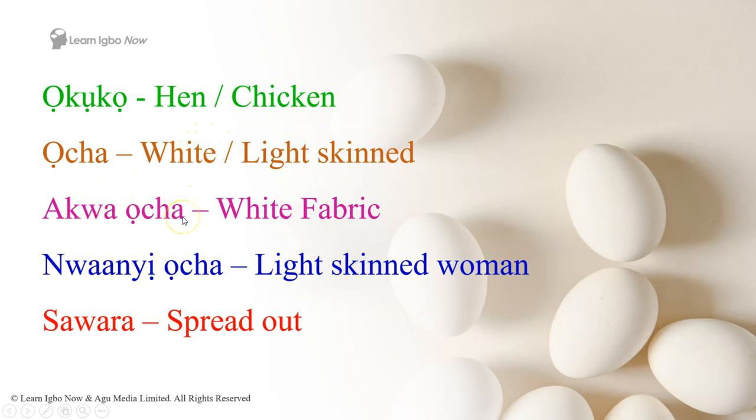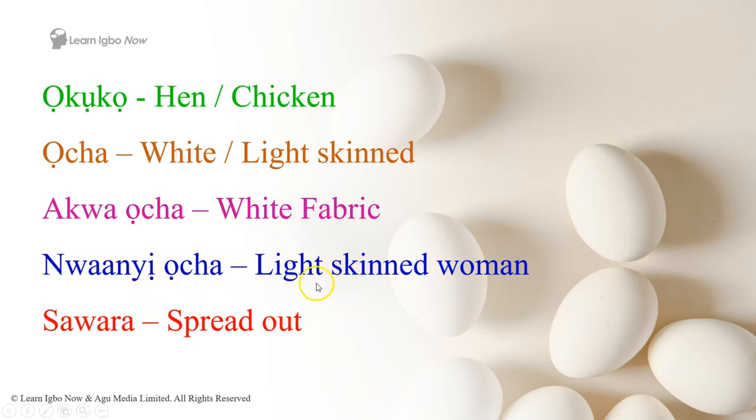Akwa ọcha. Akwa ọcha, white fabric. Ọ zụtara akwa ọcha. He bought some white fabric. Nwaanyị ọcha. Nwaanyị ọcha, light-skinned woman. Nwaanyị ọcha ahụ bụ nne ya. That light-skinned woman is her mother.